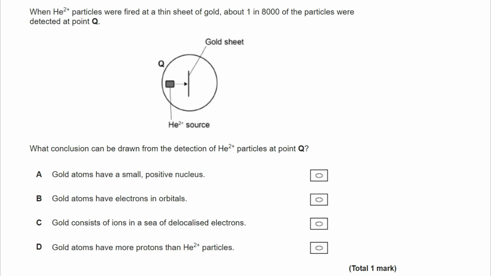Now, as you go through each of the answers, A, B, C and D, there's one that really does stand out. And that's the idea that if very few are reflecting back, it means there's very little to reflect back from. So, the correct answer that we're aiming for here is that gold atoms have a small positive nucleus. The vast majority of the helium ions will pass directly through the thin sheet of gold. They won't be deflected at all, but that tiny number of them will be deflected back when they hit the small positive nucleus.